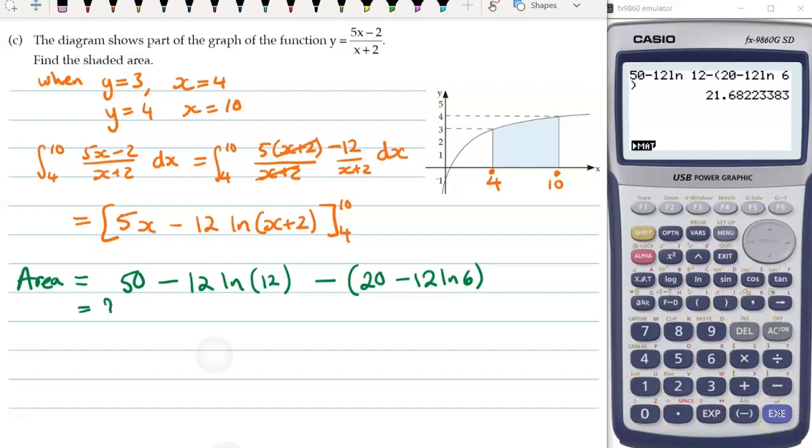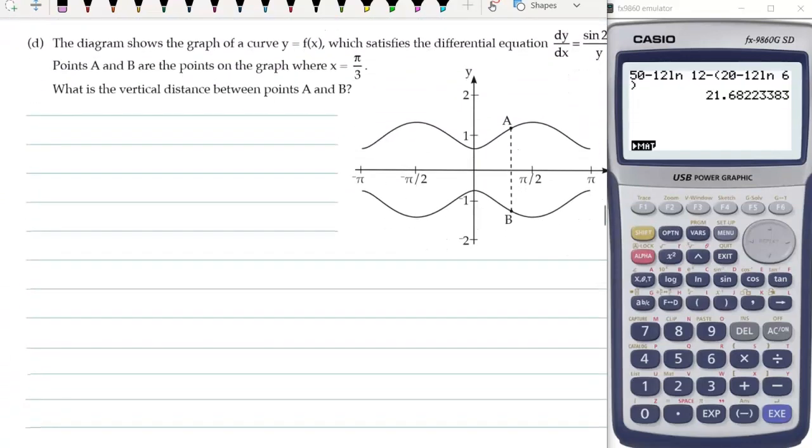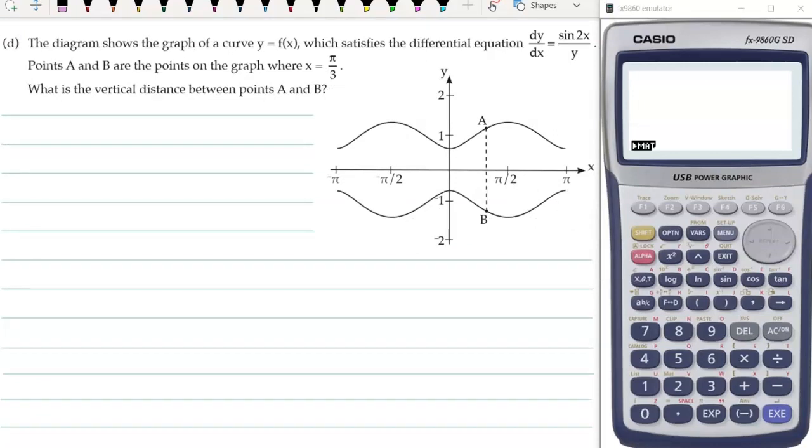Which gives us 21.68 units squared. Now we've got quite a bit going on in part D.